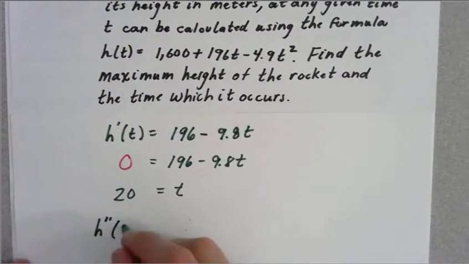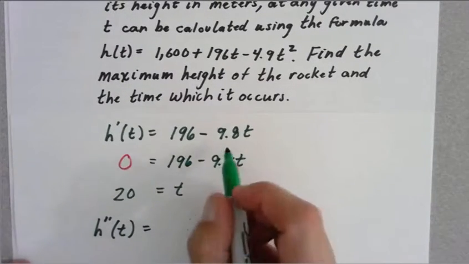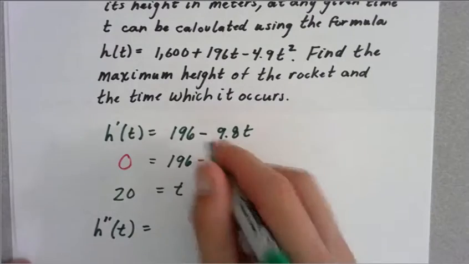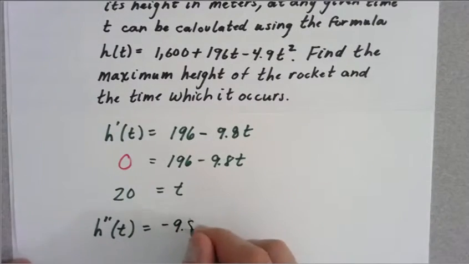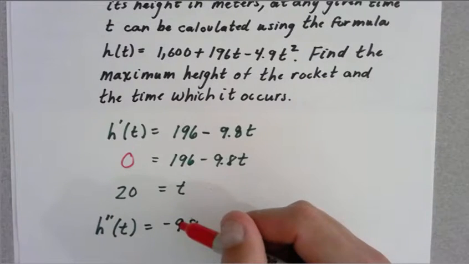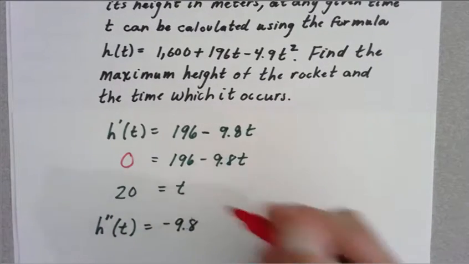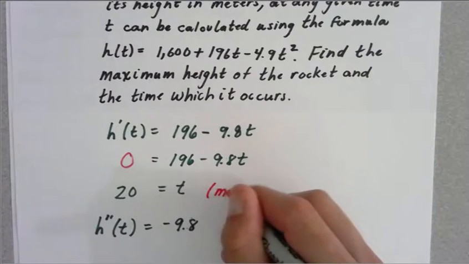So h double prime of t: the derivative of a constant is 0. The derivative of 9.8t is 9.8, but it's negative, minus, and there we go. So what this tells us is that at this critical value, h double prime is negative. Okay, well, it's always negative, so this is always going to be a max. So this is a max.